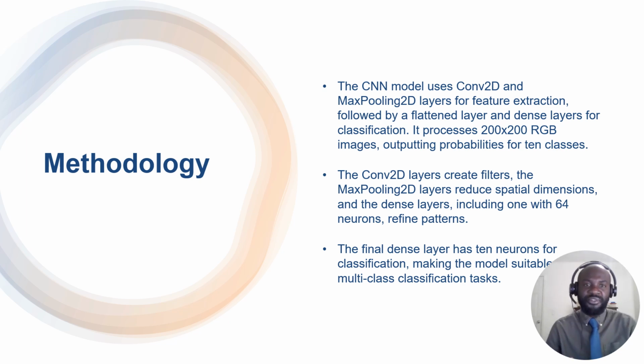Looking at the feature extraction, the Conv2D layers create filters, while the MaxPooling2D layers reduce the spatial dimensions. And then finally, we look at pattern refinement. The dense layers, including one with 64 neurons, further help to refine the patterns. Then the final dense layer has 10 neurons, which helps in outputting probabilities for the 10 classes, suitable for multi-class classification of our task.